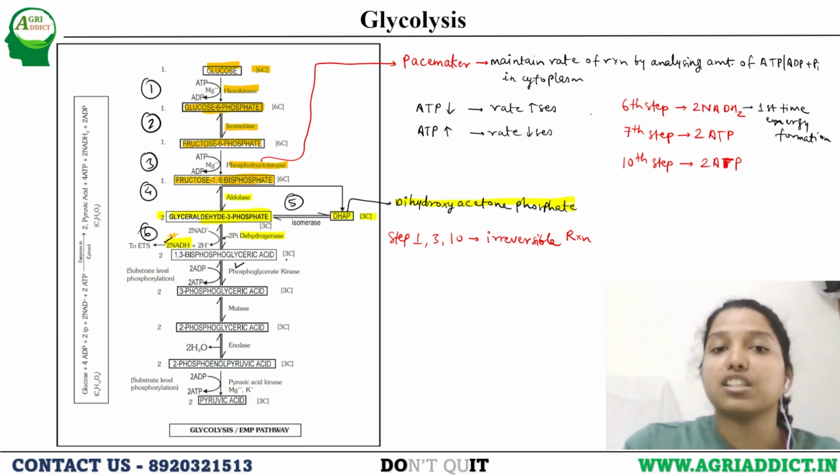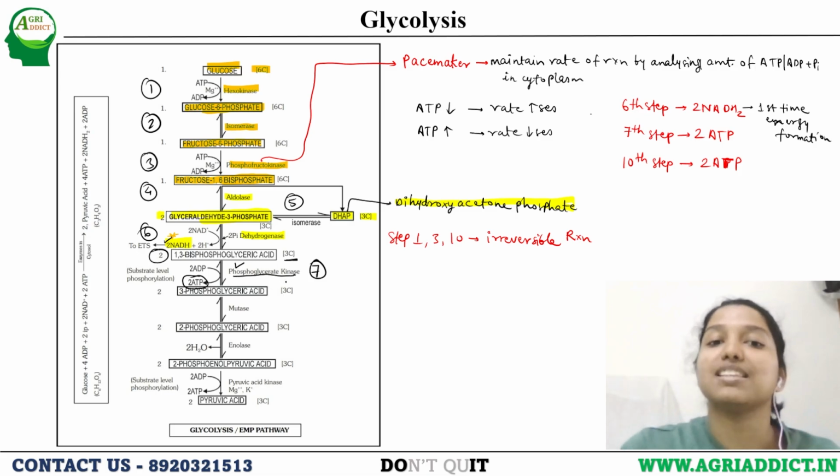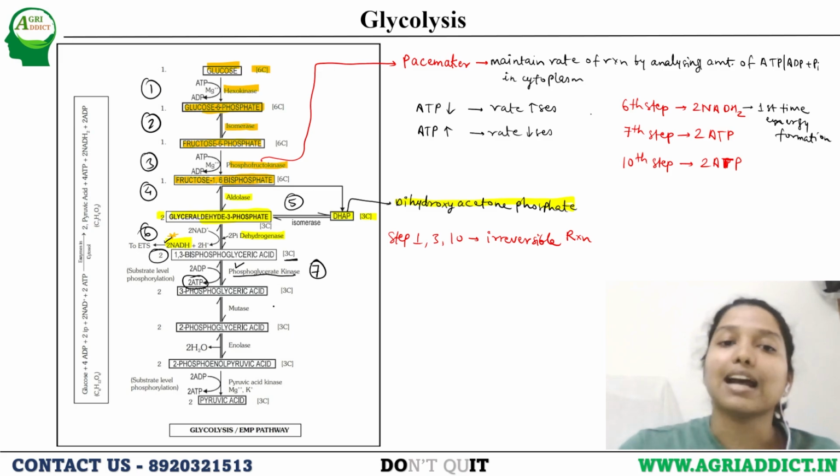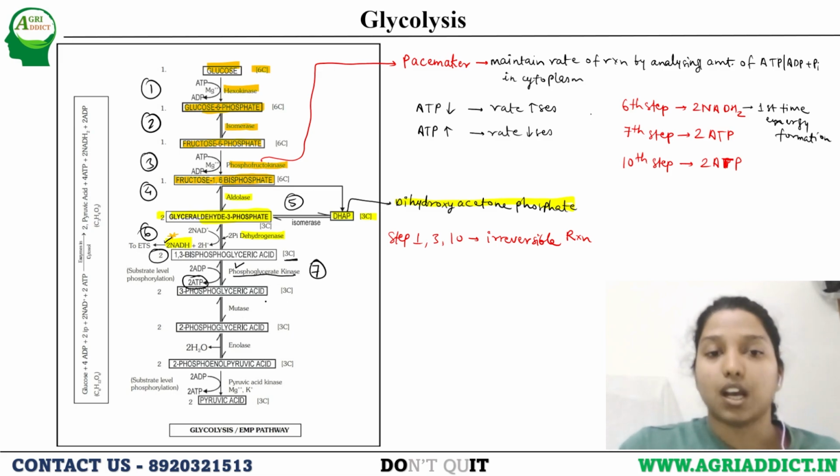1,3-bisphosphoglyceric acid, which is a 3-carbon compound. So here two molecules will be formed of 1,3-bisphosphoglyceric acid. Again, 2 ATP will be formed here at the seventh step in presence of phosphoglycerate kinase enzyme. You have to remember at which step which enzyme is being used, because in the JRF examination they can directly ask which enzyme is playing a role or catalyzing the reaction.